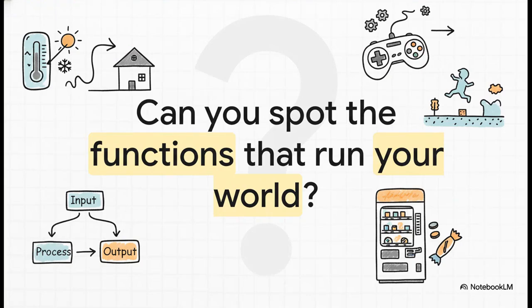So start looking around. The next time you see a system where one specific action leads to one predictable result, whether it's turning a key in your car or using your GPS, you'll know what you're looking at. It's a function. That one simple rule, one input, one output, is the hidden engine that makes our incredibly complex world tick.